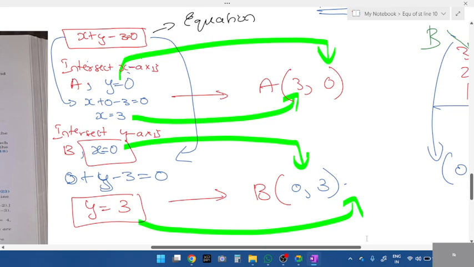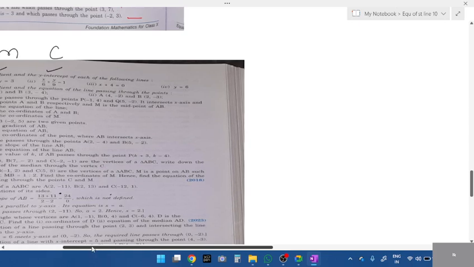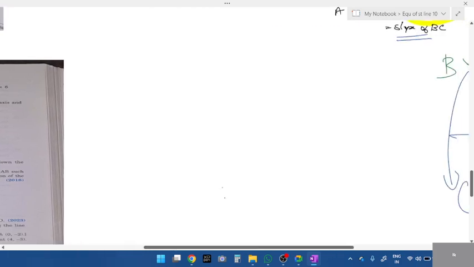All of you completed? Done? Okay, what is the third question given? What is the third part? Find the coordinates of M. What is this M, students? Go back to the question and read. M is what? M is the midpoint of AB. So let me take that line AB.